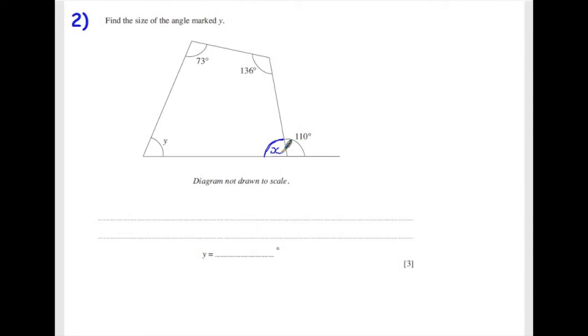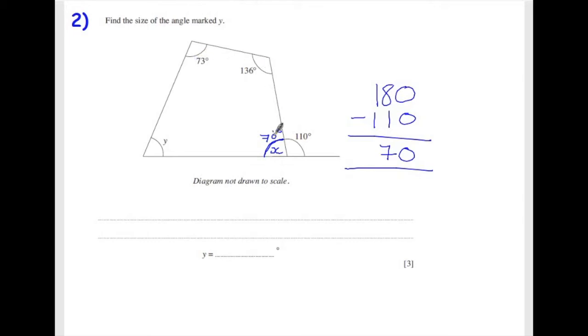Looking at that, you can see X and 110 are sitting on a straight line. We know that angles in a straight line add up to 180 degrees. So if we do 180 take away 110, you may be able to do this in your head, but there's no harm in doing a tower sum. 0 take away 0 is 0, 8 take away 1 is 7, 1 take away 1 is 0. So we end up with X being 70 degrees.